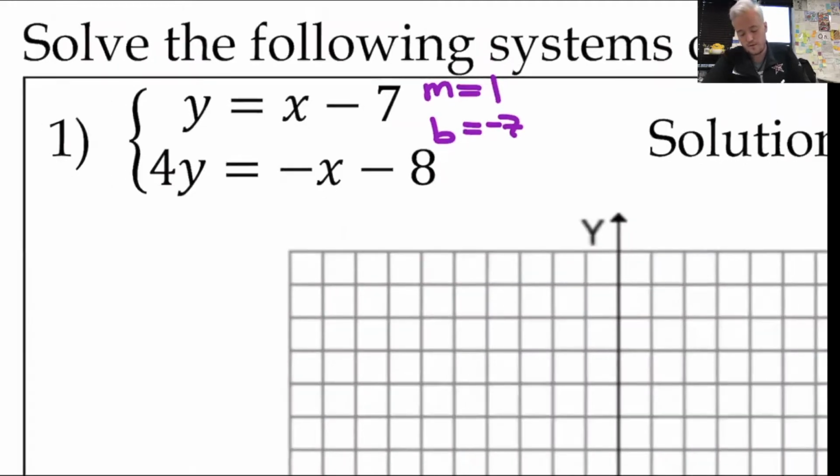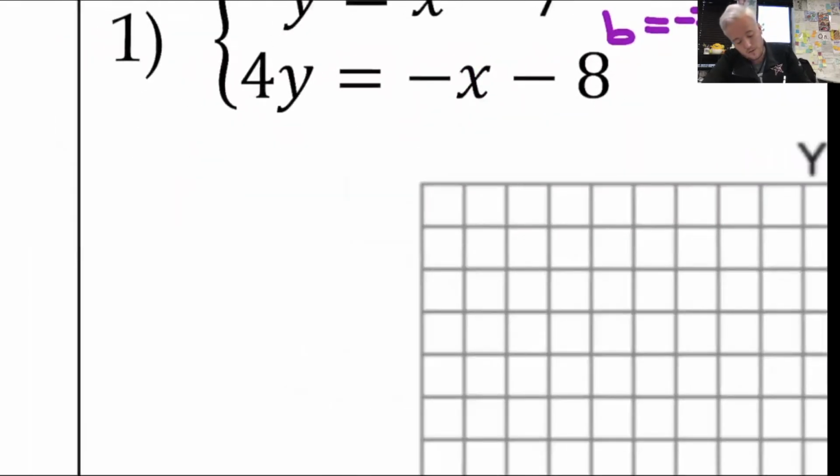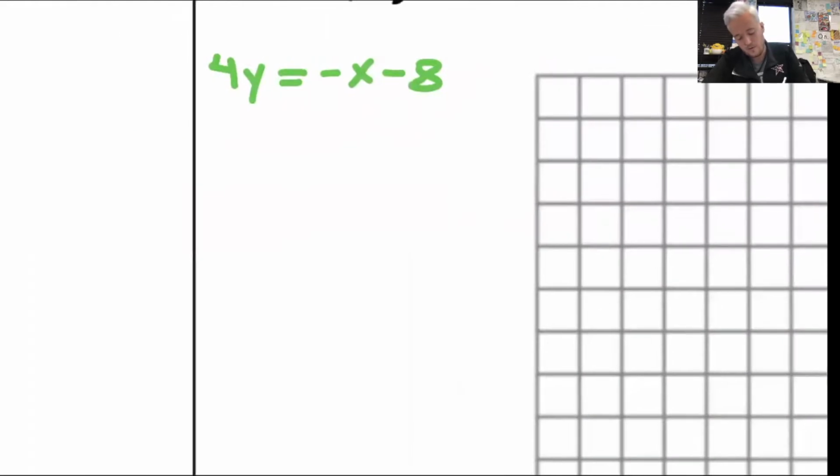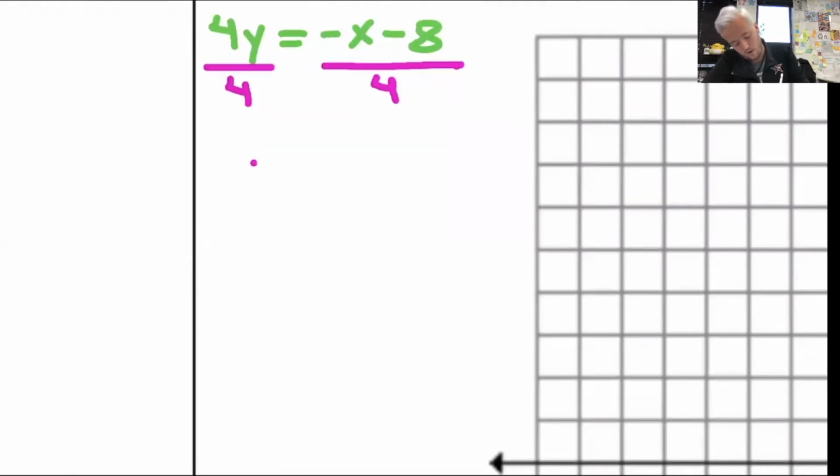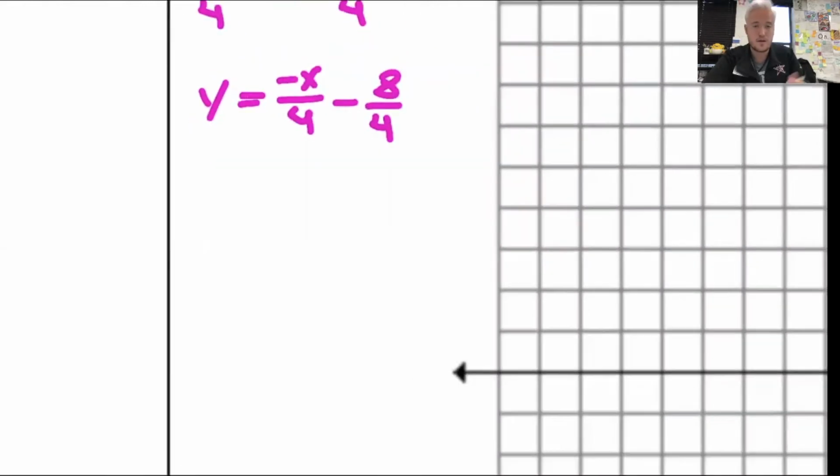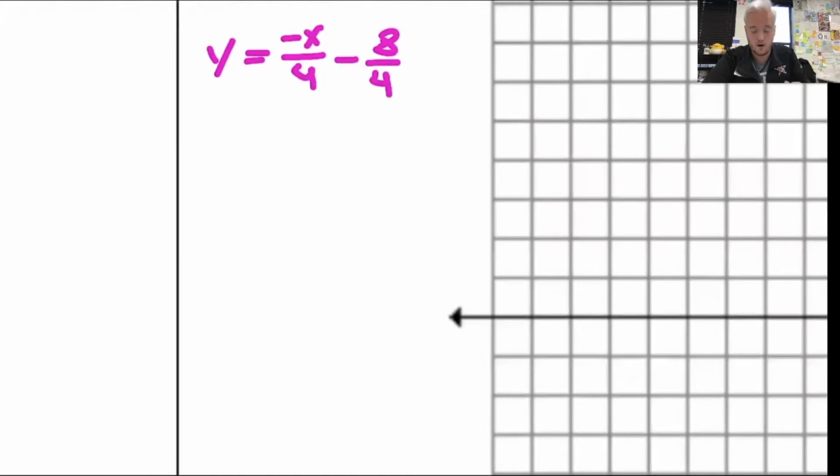All right, so now I need to convert my bottom equation to slope-intercept form. So I'm going to rewrite. So I have 4y equals negative x minus 8. All right, so what I'm going to do is divide everything by 4. So I'm going to have y equals negative x over 4 minus 8 over 4. So now I just want to simplify, clean it up to make it a little bit more obvious what my values are.